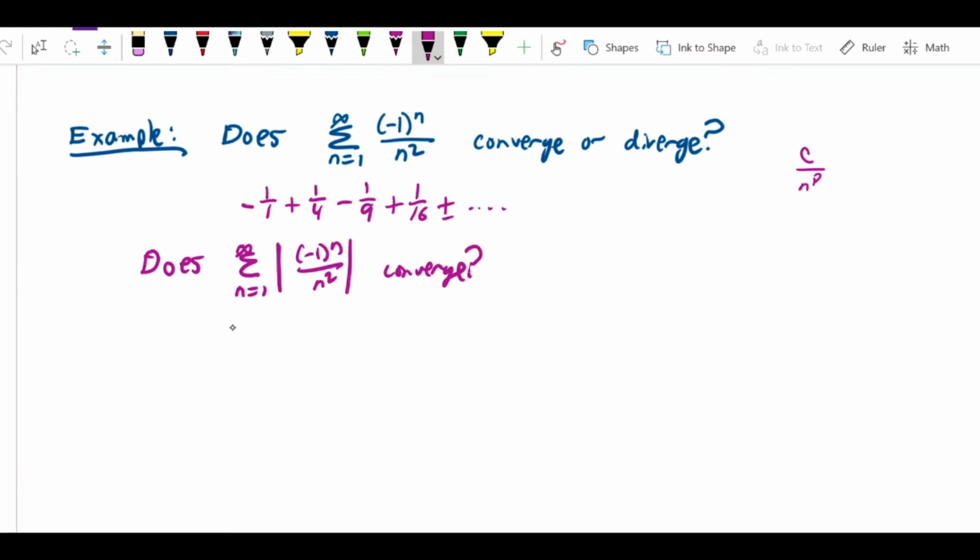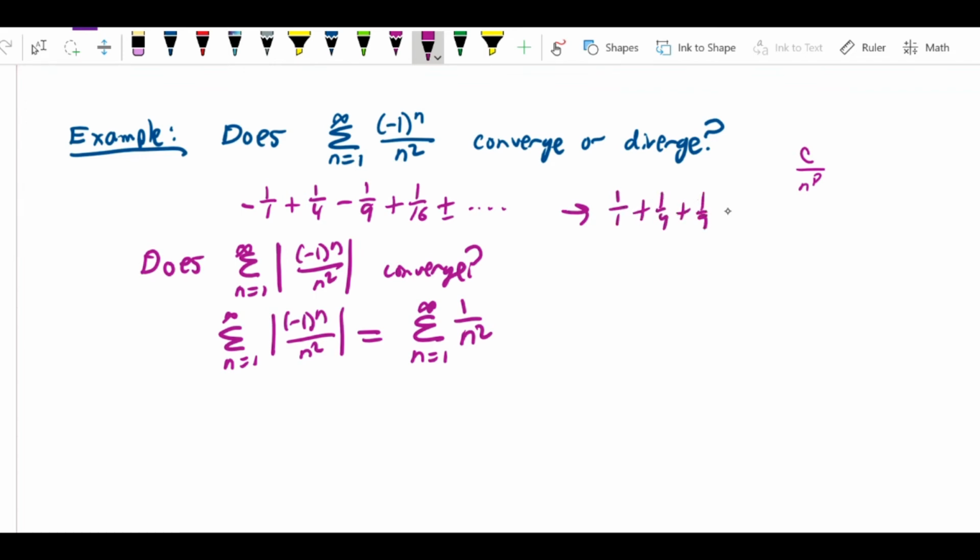What we can do is observe that the sum from n equals 1 to infinity of the absolute value of (-1)^n over n squared is just equal to the sum from n equals 1 to infinity of 1 over n squared, right? Because if I take all these terms and make the negative ones positive, I get 1 over 1 plus 1 over 4 plus 1 over 9 plus 1 over 16, etc., which is just equal to that series.